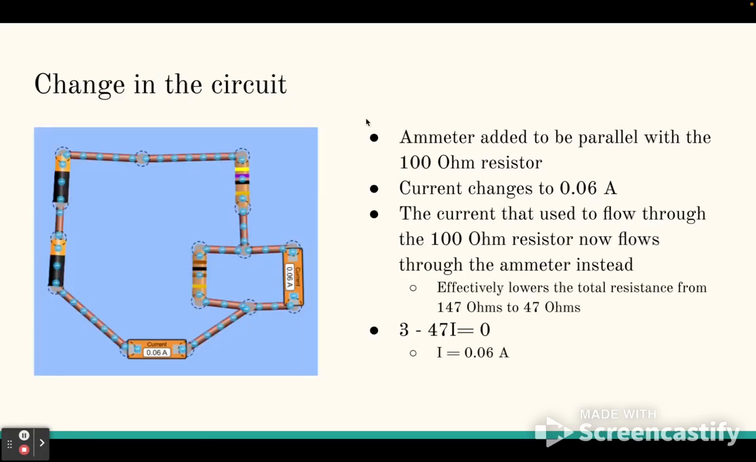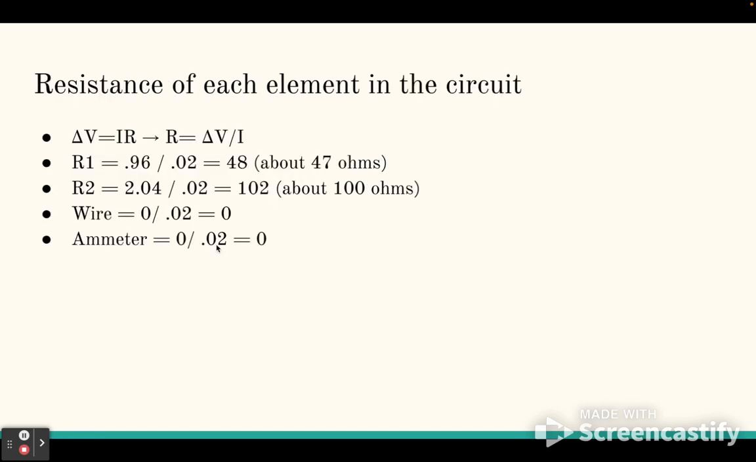So changing the circuit, the ammeter was added to be parallel with the 100 ohm resistor that's right here. This changes the current to 0.06 amps, as you can see. This is because the current that used to flow through this resistor now flows through the ammeter instead. So it effectively lowers the total resistance from 147 ohms to 47 ohms, which then makes the equation 3 minus 47I equals 0. So I equals 0.06 amps, which is what's shown here.